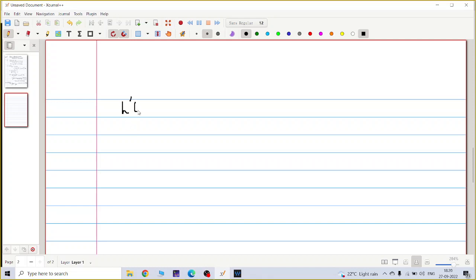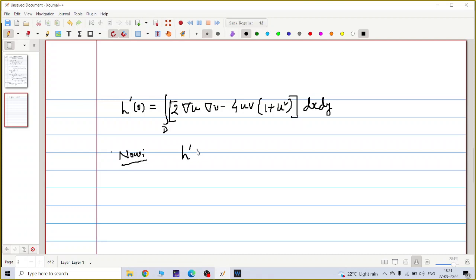So h'(0) I got as the integral over D of 2 into grad u dot grad phi minus 4 uv into (1 plus u square), the total integral over the region D. Now for the minimizer, this test at 0 is 0. So I will calculate for which u this is satisfied. So now h'(0) is equal to 0. So this integral is equal to 0.